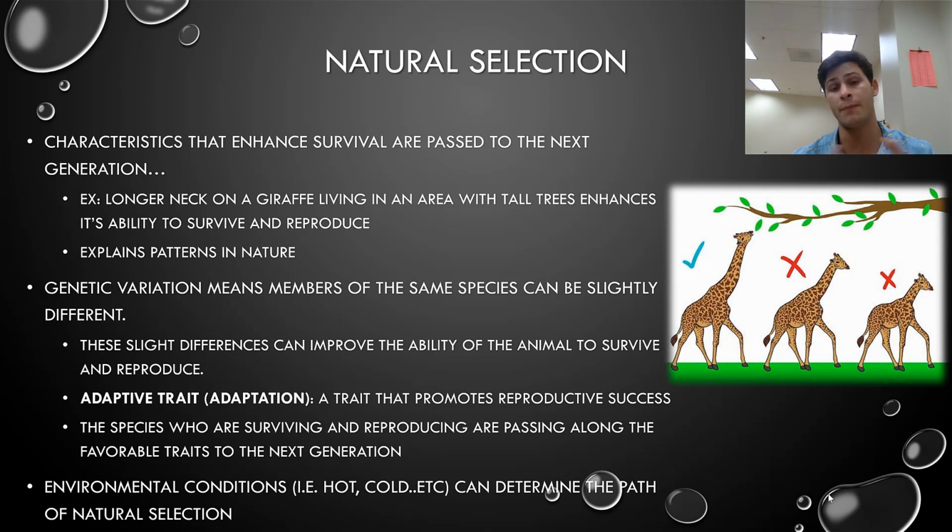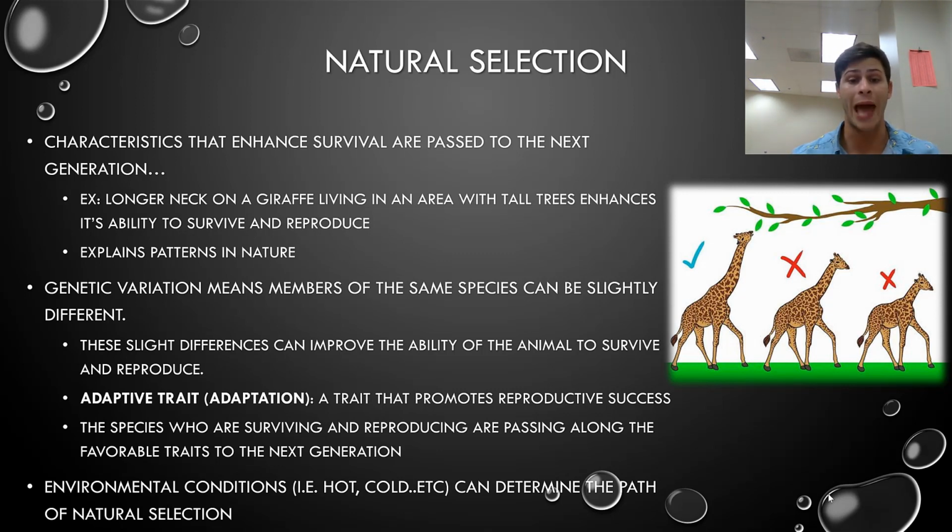Essentially, when we talk about a population or a species, there's going to be genetic variability within that species. They're going to have slightly different characteristics. For example, I have dark brown hair, you might have blonde hair or red hair or light brown hair. There is genetic variability in a population within the same species. Now, that genetic variation means that members of the same species can be slightly different, and those slight differences can either improve or hinder an animal or species' ability to survive and reproduce.